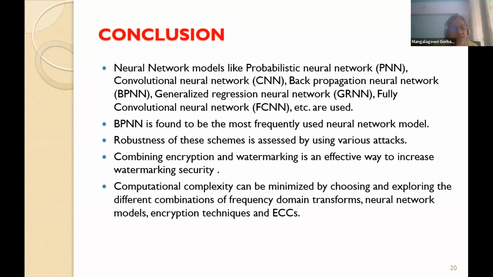The robustness of these schemes is assessed by using various attacks like filtering, JPEG compression, rotation, cropping, and noise addition. Combining encryption and watermarking is an effective way to increase watermarking security. However, this increases computational complexity. The computational complexity can be minimized by choosing and exploring different combinations of frequency domain transforms, neural network models, encryption techniques, and error coding techniques. I would like to conclude by saying that there is large scope for enhancing the existing techniques and making them more reliable, secure, and robust.